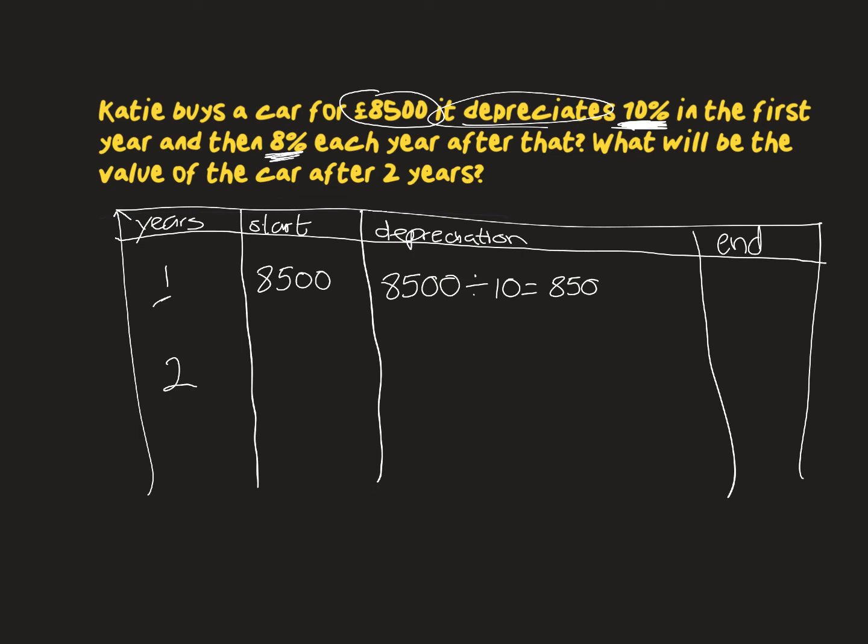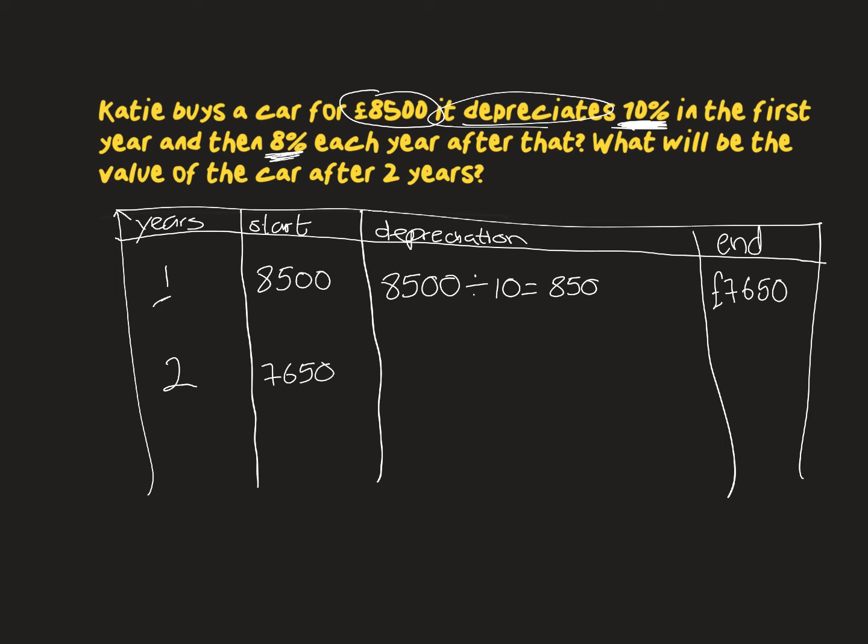So the car at the start of the year was worth 8,500. It is now reduced by 850, so you're going to have to take away. And that gives you a new value at the end of the year of 7,650. So it has gone down in value. It was 8,500, it's now only worth 7,650. So at the beginning of the second year, it's going to be worth 7,650.